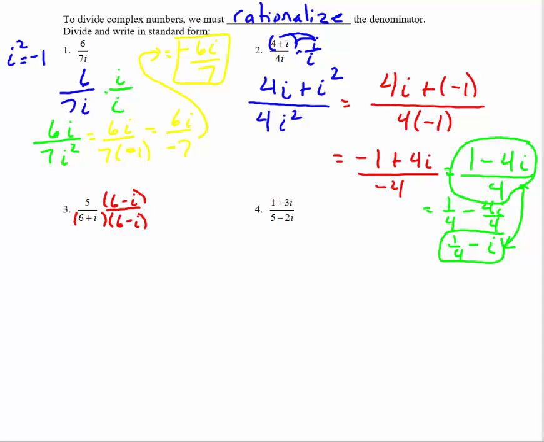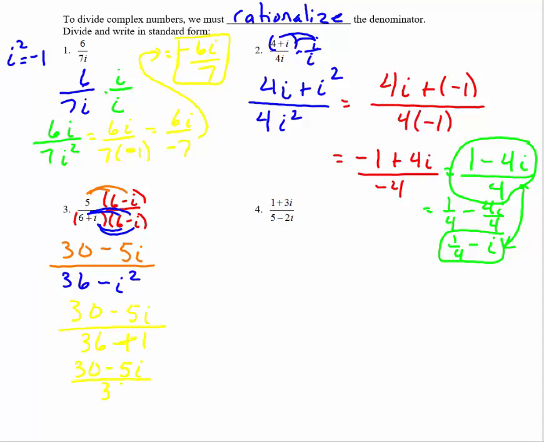So now we'll distribute on top. 5 times 6 is 30, and 5 times negative i is a negative 5i. In the denominator, 6 times 6 is 36. Because it's a conjugate, outer and inner are always going to cancel, so I won't show that. And i times negative i is negative i squared. So the numerator, we still have 30 minus 5i. And the denominator, we have 36 minus i squared, and i squared is a negative 1. So that just turns out to be a 36 plus 1. So we end up with 30 minus 5i all over 37.